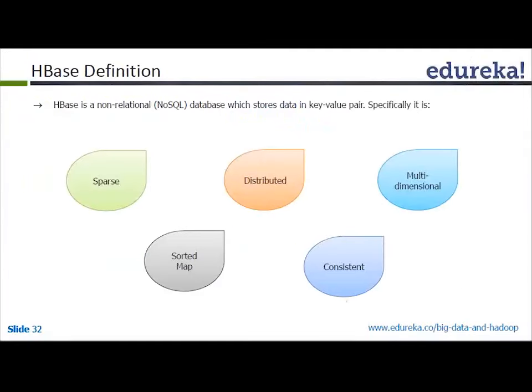If you want a definition or the feature list of HBase, it has all of these things. You're welcome, Srinivas. HBase is a non-relational NoSQL database which stores data in key value pairs. That means primarily it is sparse. You know what is sparse? It's a sorted map, that means it's a byte array over a byte array. It is distributed. It is consistent. And how is it multidimensional? Because you have got 3 levels of dimensions. Fantastic. Good.